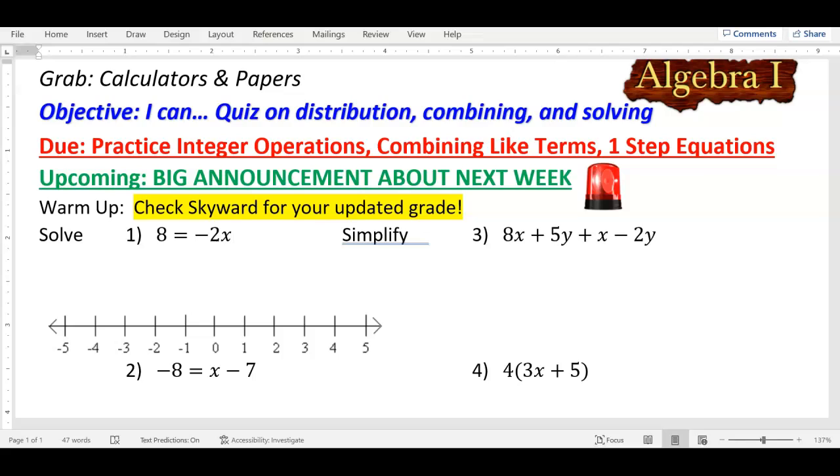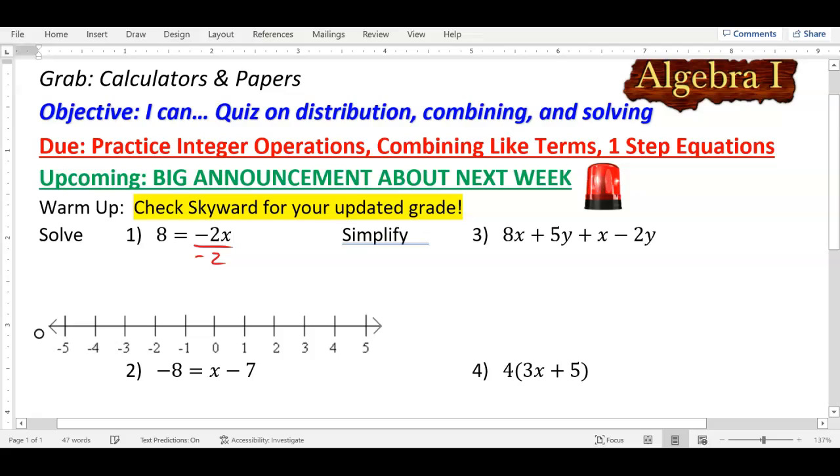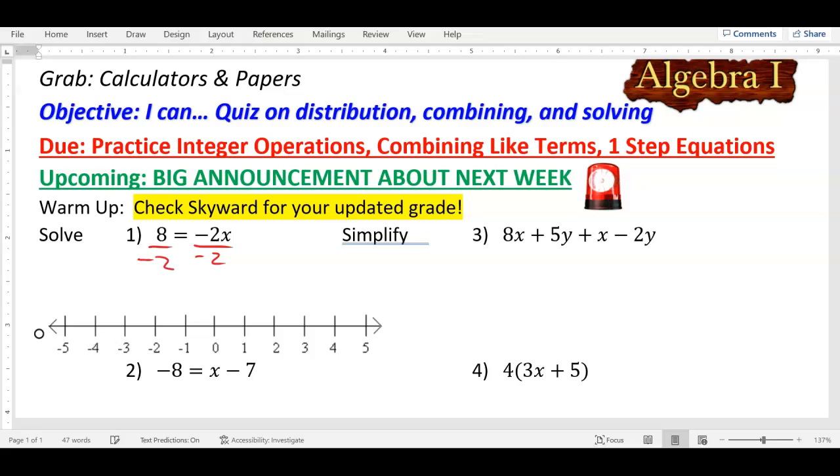So I'm going to divide by what? -2, not x. If I divide on one side, I'm going to do it on the other side. It keeps it equal, okay? So divide by -2. Now those -2's cancel out, and I have x equals, what's 8 divided by -2? 4 is wrong. Oh, -4 is right, okay?